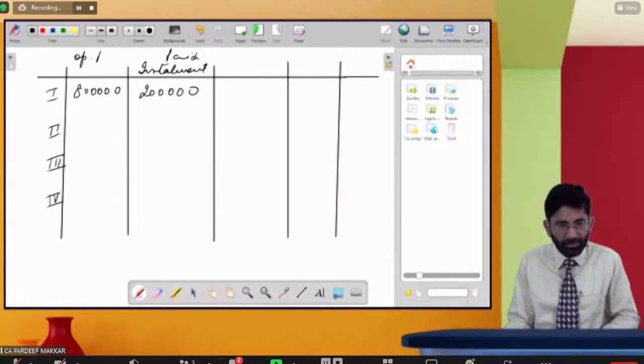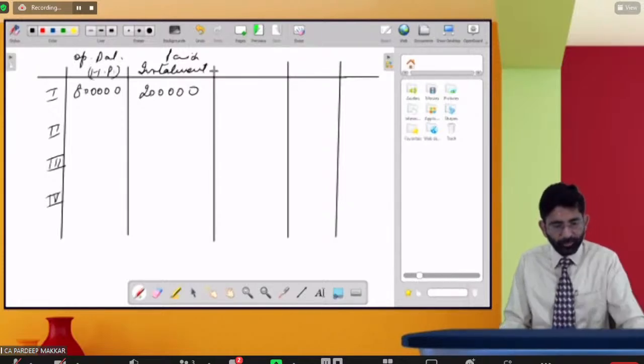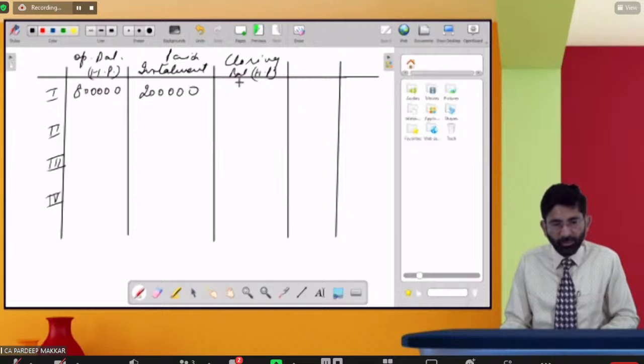Opening balance, HP price. Then closing balance, HP price. After paying rupees 2 lakh, it will be 6 lakh. Then in the very next year, it will be 6 lakh opening, 2 lakh will be paid, it will be 4 lakh.